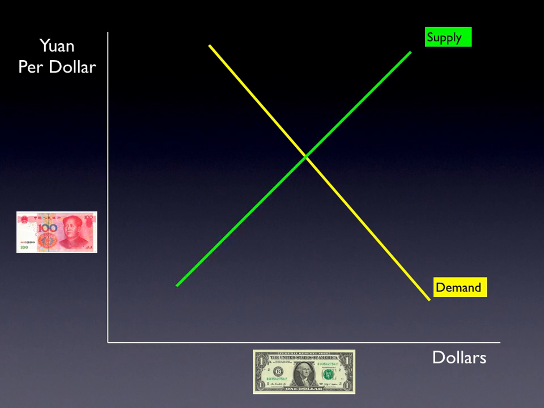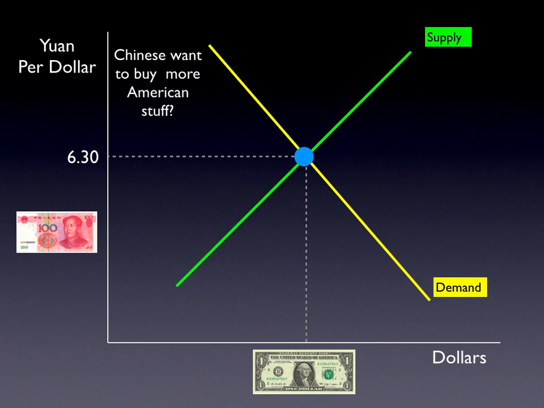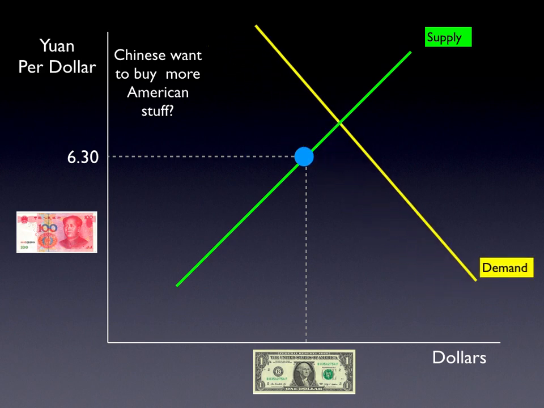And there's the demand curve, and there's the supply curve. It would give us equilibrium. Let's say that today the exchange rate is at 6.30. What happens if Chinese want to buy more American goods or services? That would increase the demand for dollars, pushing that demand curve out and to the right.